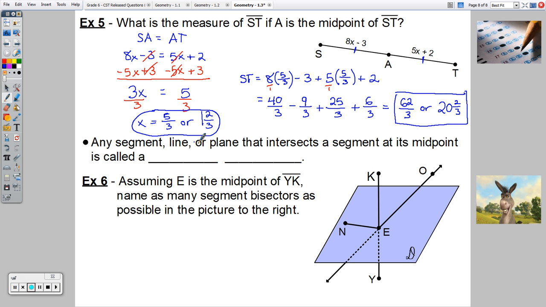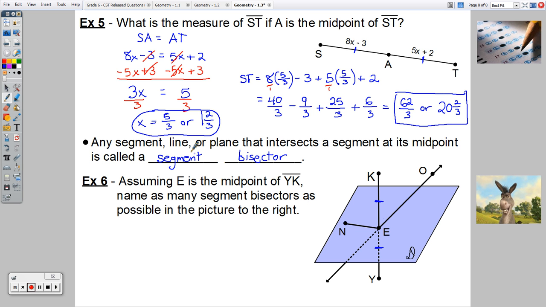Any segment, line, or plane that intersects a segment at its midpoint is called a segment bisector. So if you hear that term bisector, you should think of cutting in half. So it's cutting a segment in half. And if we look at this picture here, assuming E is the midpoint of segment YK, I'm going to put this on the drawing. That's congruent to that. Name as many segment bisectors as possible in the picture to the right.